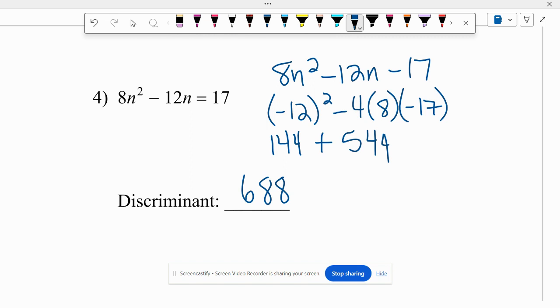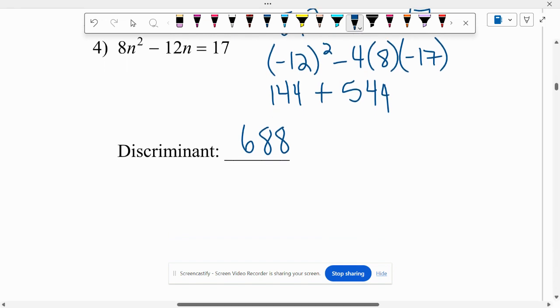We'll just take the square root on your calculator and tell me if you get a nice whole number. Because if you don't, it's not a perfect square. So no, this is a non-perfect square. So let's talk about the nature and the number of roots.